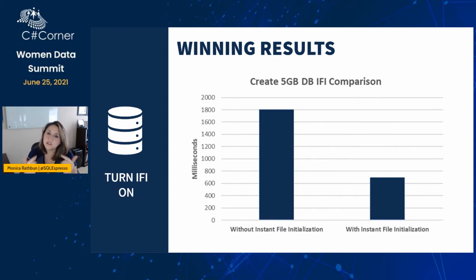When it first starts up and it has to create each one of those files at 25 gigs, that can actually slow your restart process. If instant file initialization is there, that goes much faster. And you'll see you can actually restart your server faster. You can do your auto growth events faster. You can do your restores faster as well. So keep that in mind. That's another setting you should be checking on your box.